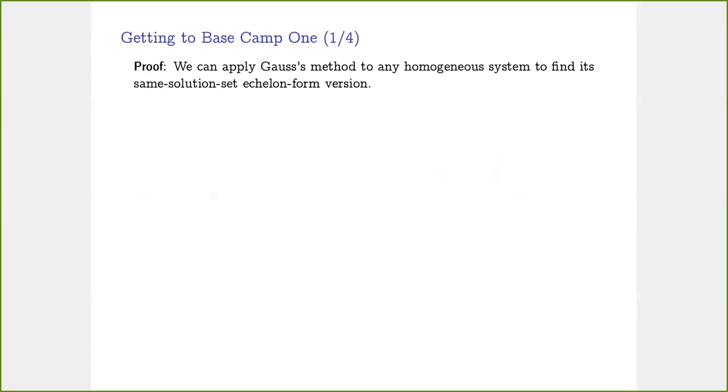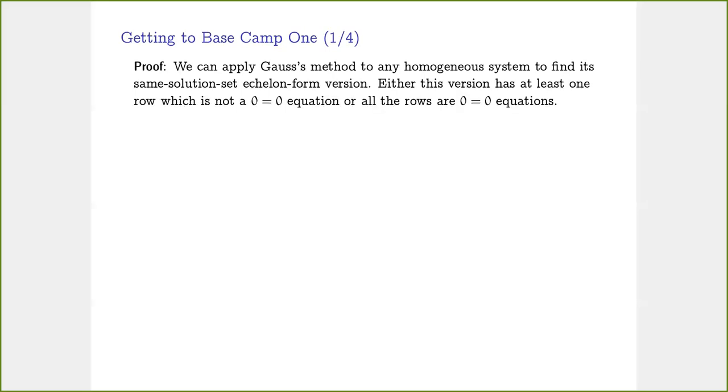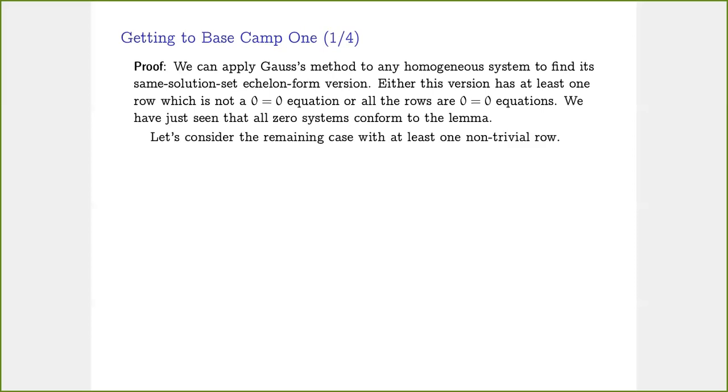Okay, let's start out proving this first lemma. We can apply Gauss's method to any homogeneous system to find its same solution set echelon form version. Either this version has at least one row which is not a 0 equals 0 equation, or all the rows are 0 equals 0 equations. We've just seen that all zero systems conform with the lemma. So the only case to consider is the remaining case with at least one non-trivial row.